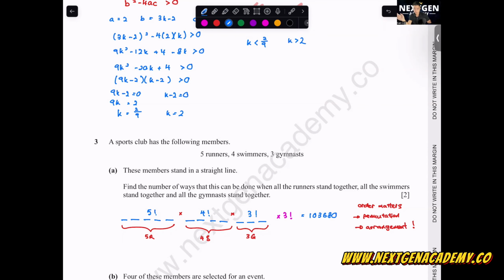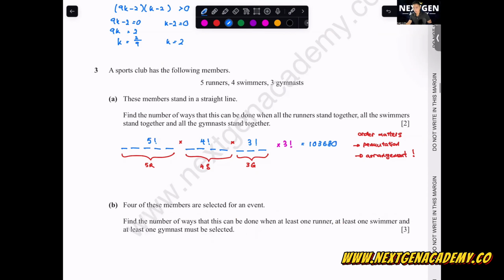However, if you use permutation and you get the same answer, you still get the full marks. Don't need to overthink. Normally, arrangement and permutation, if you see the mark scheme, sometimes they just write arrangement. You normally can use permutation also. Clear?